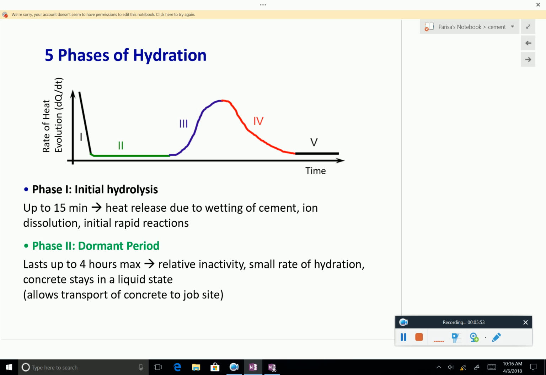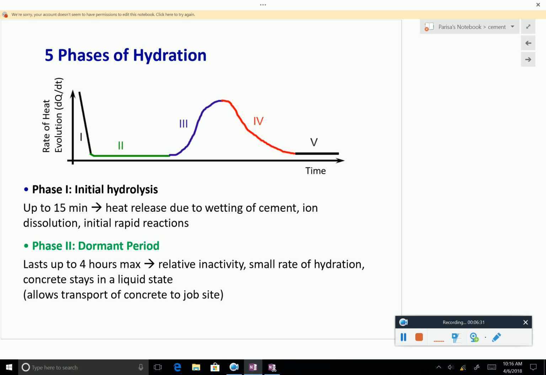So in the very beginning, you have a large heat release. But what is more important is the second phase, where it's a dormant period, where nothing is happening. So it means that the setting stops. And this is because you have the hydration products around the particles, and that prevents further reaction from happening. And this is interesting because it gives us the time, for example, to transport the material to the job site.